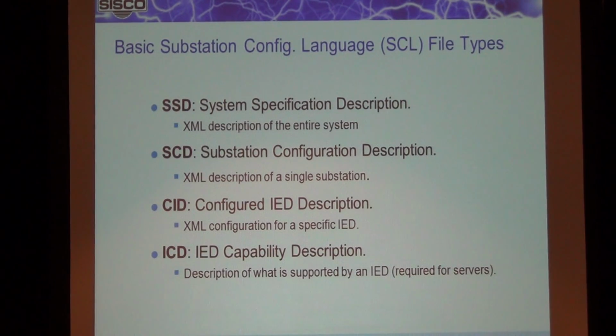There are 4 basic types of SCL files. I'm only putting the basic types here. You have the system specification description, which is a file that describes multiple substations. You've got a substation configuration description, which is the subset of that for a single substation. You've got a configured IED, which is a subset of the substation configuration description. So that's the extracted file out of an SCD, just the configured IEDs.